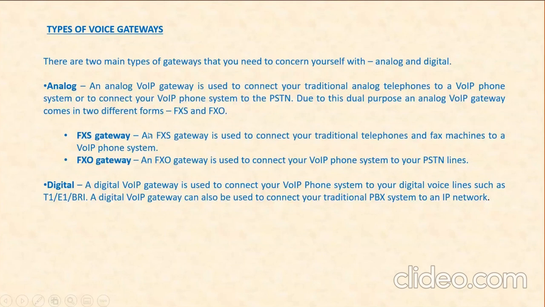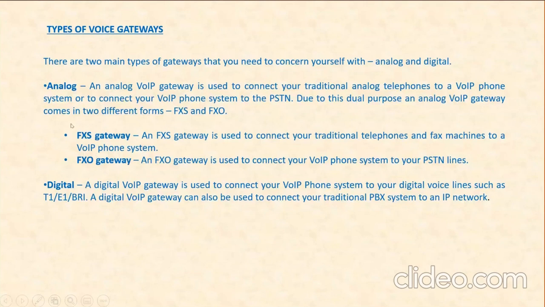An FXS is a foreign exchange station. FXO is foreign exchange office. What's the difference? These are the different types of analog voice ports, right? I've seen a lot of engineers getting confused about where the FXS terminates and where the FXO terminates. Remember this, someone told me, one of my seniors, and I clearly remember the difference today as well. FXS generates power and signal. FXO always receives power and signal, right?